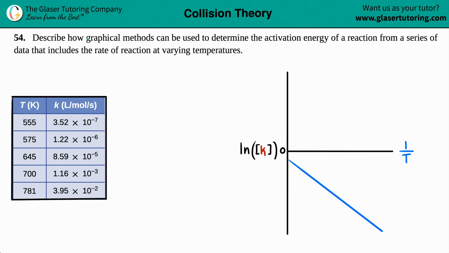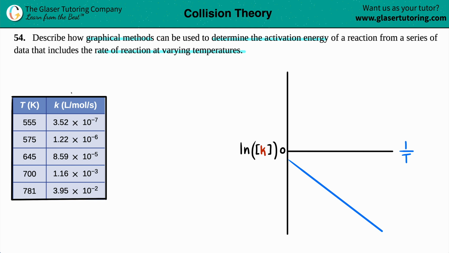64. Describe how graphical methods can be used to determine the activation energy of a reaction from a series of data that includes the rate of reaction at varying temperatures. Okay, all right, so what I have is a little scenario here.